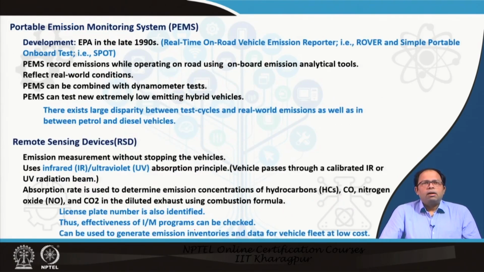So the next technology is called Portable Emission Monitoring System, or in short PEMS. It was developed by the Environmental Protection Agency of the United States in the late 1990s. So this one is a real-time on-road vehicle emission test, and initially this was called Real-time On-road Vehicle Emission Reporter, short form ROVER, or Simple Portable Onboard Test, short form SPOT. So this was the initial form of this particular test. Now later on it was developed by many private companies as well.